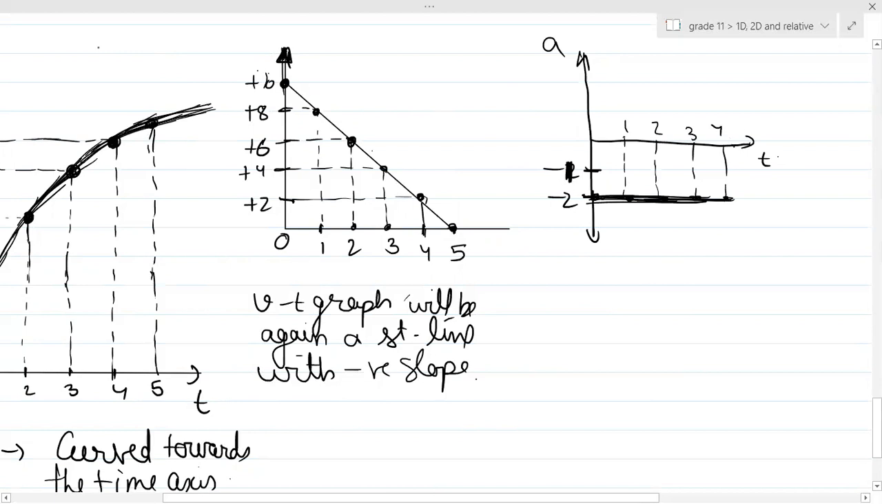So these are the three graphs. Acceleration time graph, again a straight line, but it's in the fourth quadrant now. It's not in the first quadrant.